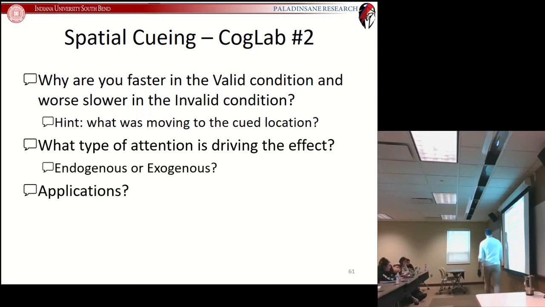All right. Any applications for this? This would not be a very important result if it did not go beyond finding red squares on black backgrounds. So can anybody think of applications of miscuing and the fact that our attention takes time to move from one area to another? All right, well, it's almost the end of the day.